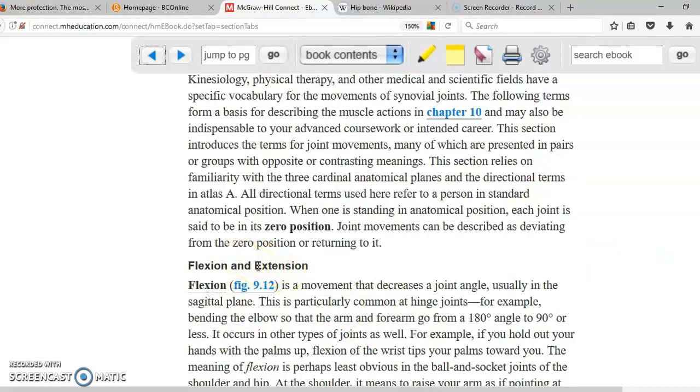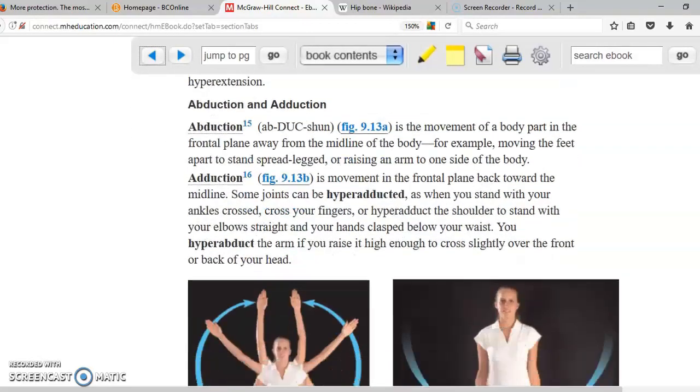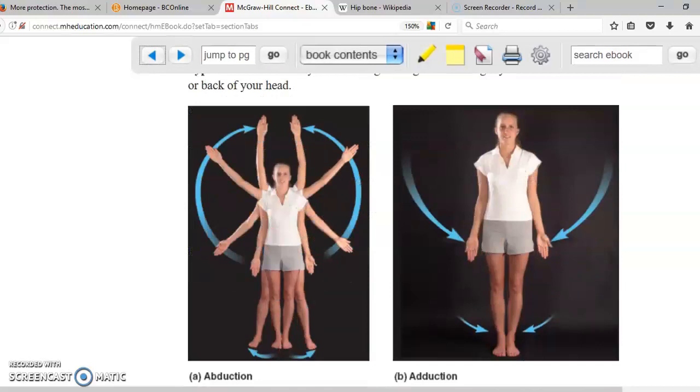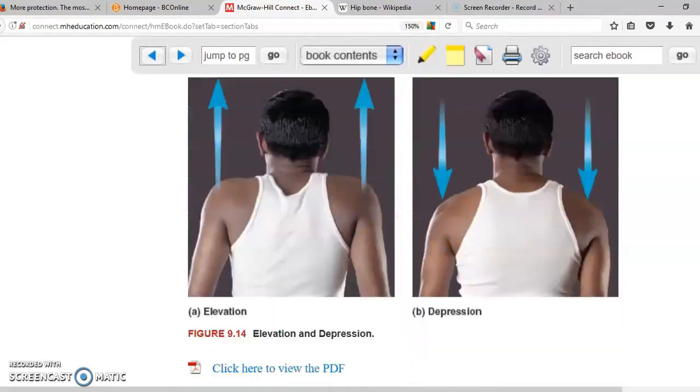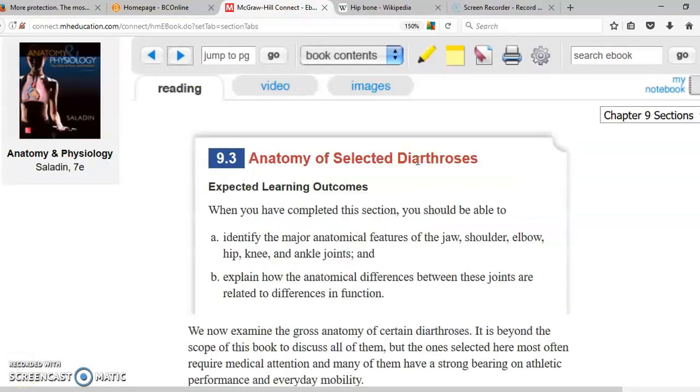So what types of movements can we have? Flexion, extension. What other types of movements? Abduction and adduction. Abduction is away from your body. Adduction is towards your body. You have also elevation, depression, movement of the foot, eversion, inversion. Diarthrosis are the synovial joints, the ones that move a lot.